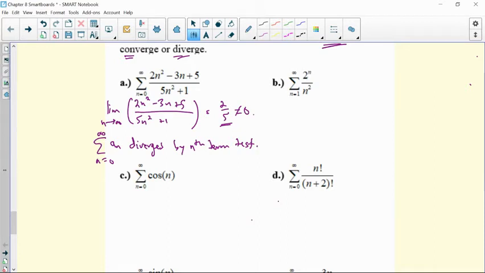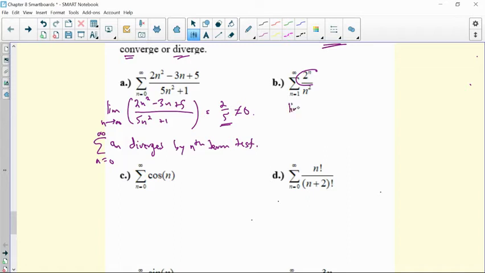Okay. So let's look at part B. So we have a series and it's 2 to the n over n squared. Now, in my head, I already know who's winning, top or bottom, right? What's going to get bigger faster? Does an exponential get bigger faster, or does a quadratic get bigger faster? And you know, it's no contest. The exponential is going to win. So I know that if I start looking at the terms themselves, they're not going to go to zero. They're going to get bigger and bigger and bigger.